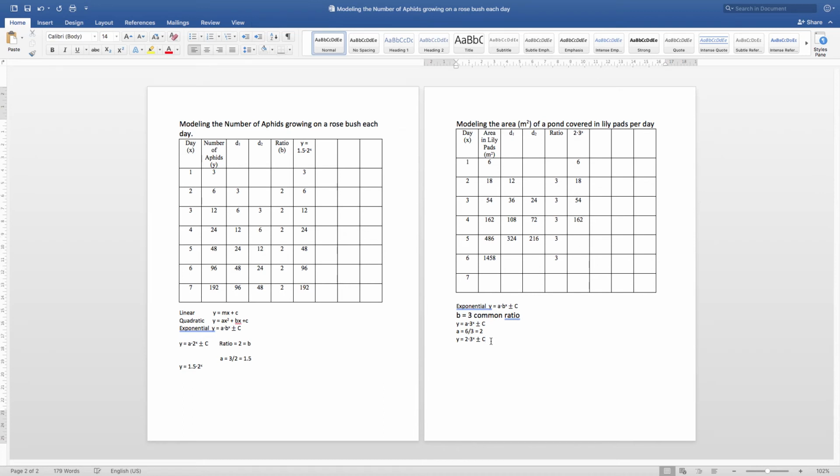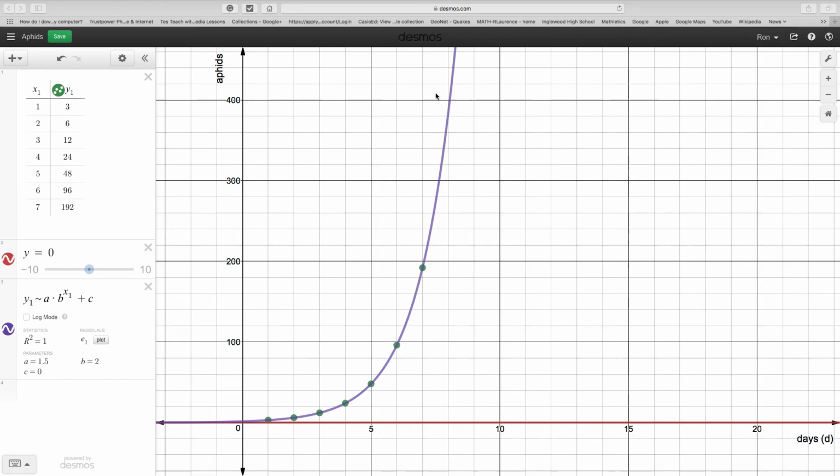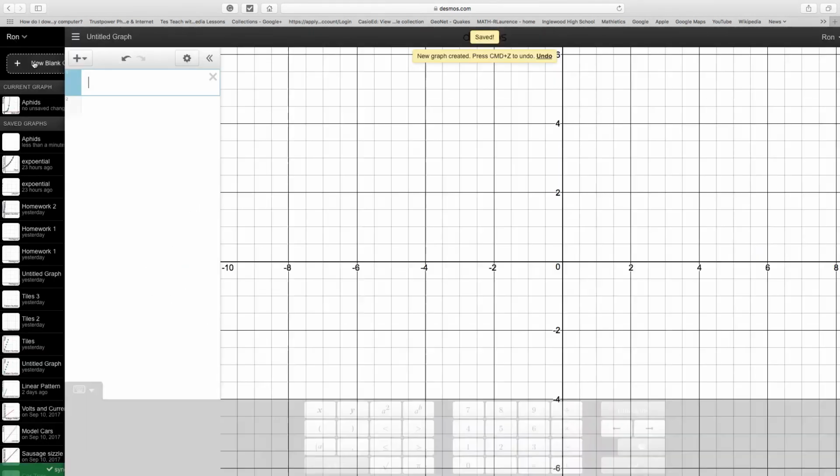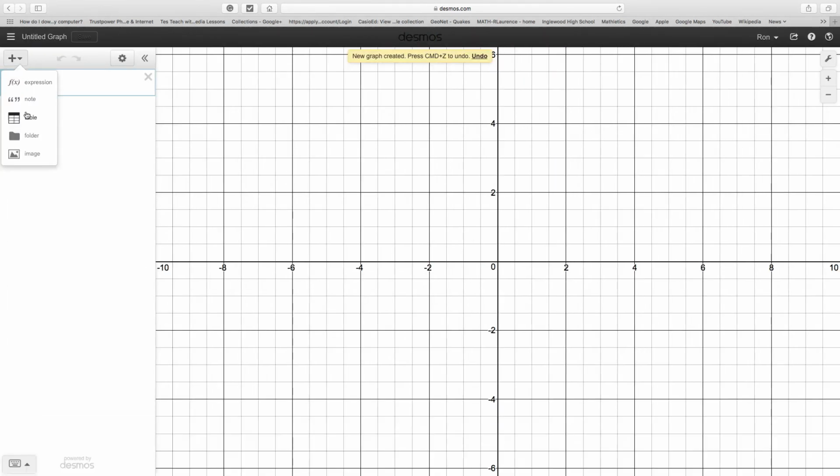So I can now change the equation to y equals 2 times 3 to the power of x. And that's my final equation. And again, if I model this on a graph, so now I'm going to save that one, and I'm going to add a new blank. I'm going to put in a new table.